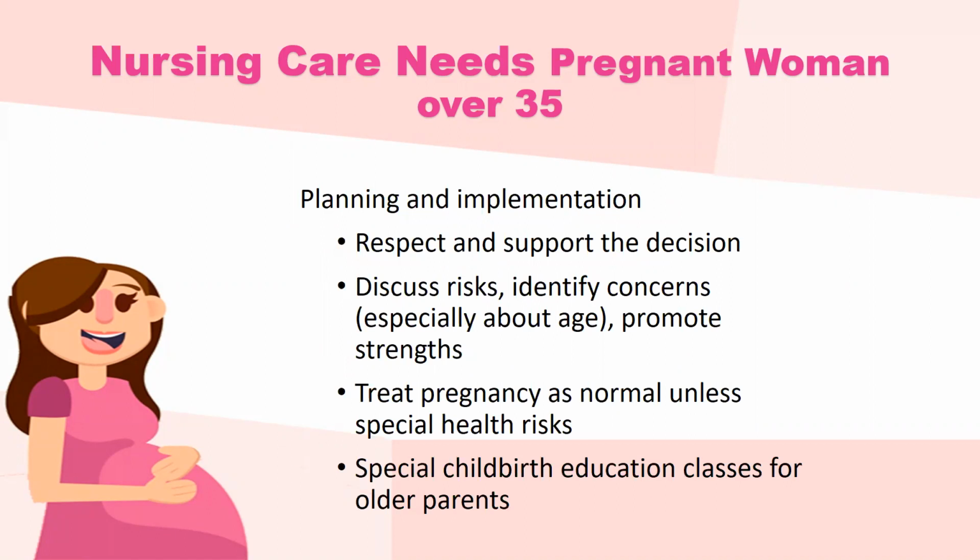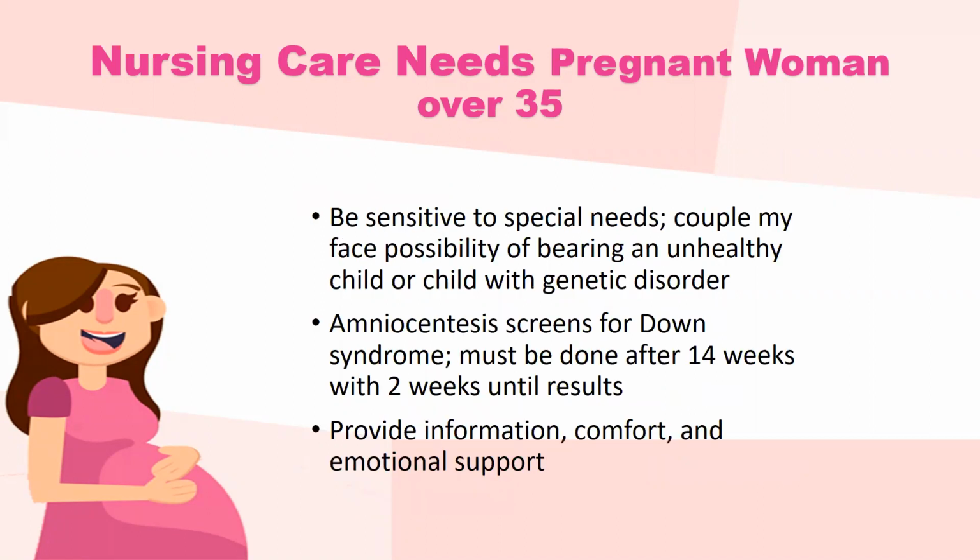Planning and implementation: we need to respect and support the decisions that they choose to make. We need to discuss risk with the women, identifying concerns, especially regarding their age, and promote strengths. We want to treat their pregnancy as normal unless they do have special healthcare risk, and encourage childbirth education again for these older parents as well.